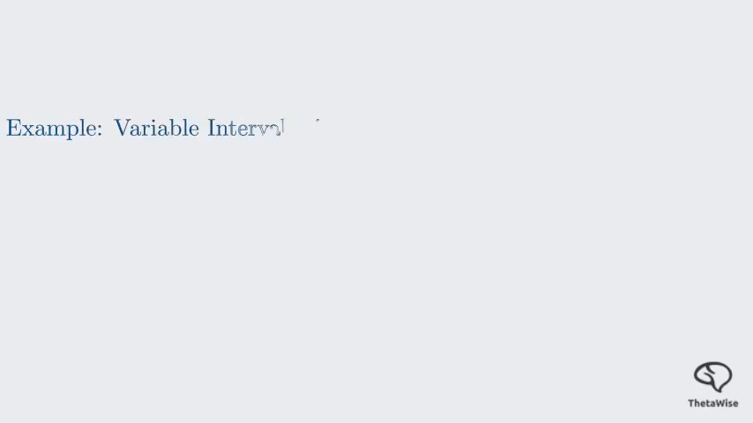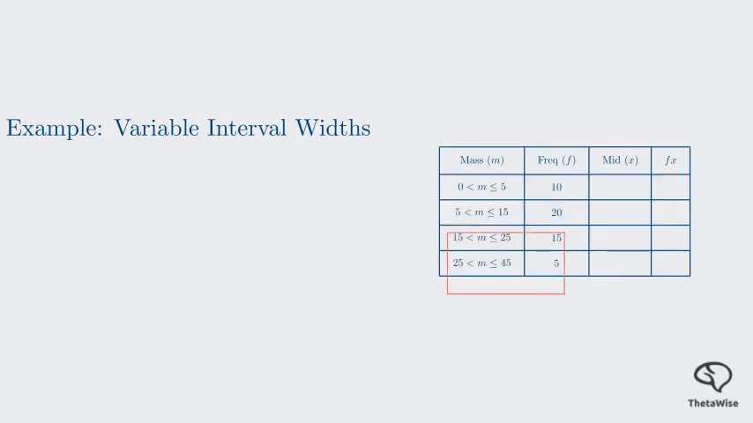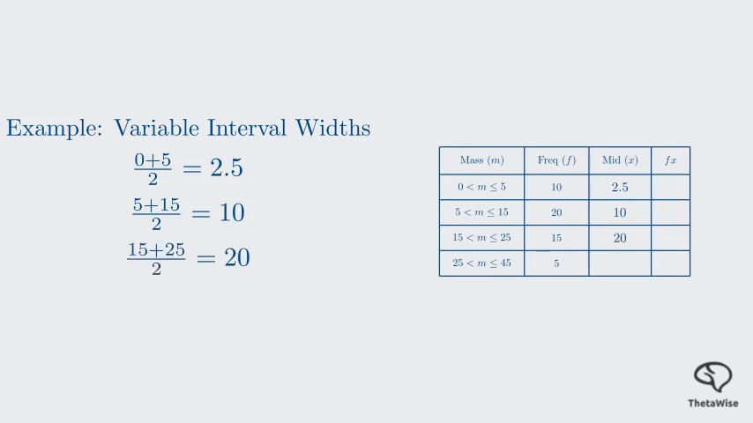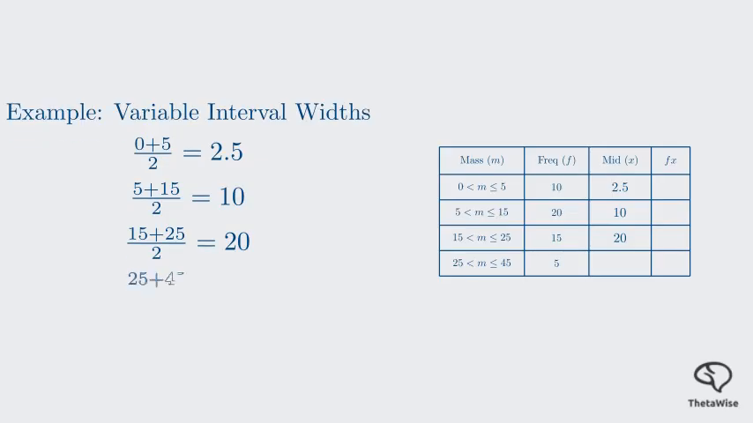Let's try one more example that is slightly more complex, where the interval widths are not all the same. This is common in IGCSE papers to test if you are paying attention to the midpoints. Notice the last interval is wider than the others. Let's find the midpoints carefully. First midpoint, 0 plus 5 divided by 2 is 2.5. Next, 5 plus 15 divided by 2 is 10. Then, 15 plus 25 divided by 2 is 20. And the last one, 25 plus 45 divided by 2, is 35.